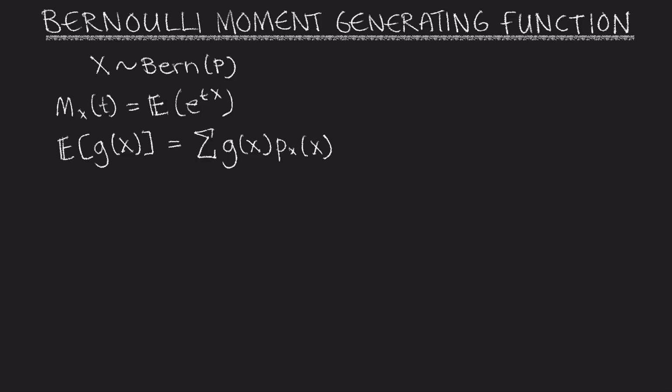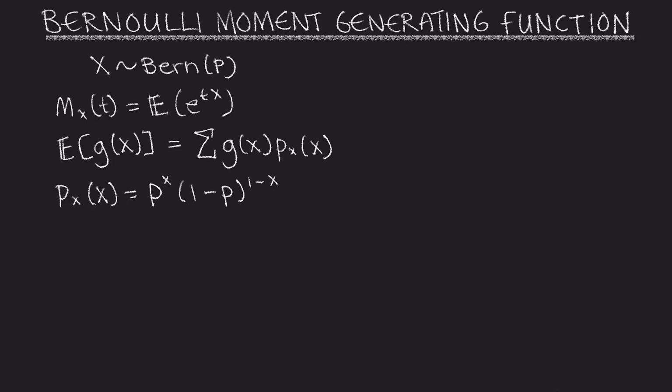Now for a Bernoulli distribution, the PMF, P(x), is p to the power of x multiplied by (1 minus p) to the power of 1 minus x. And so then we just use this to generate the function.